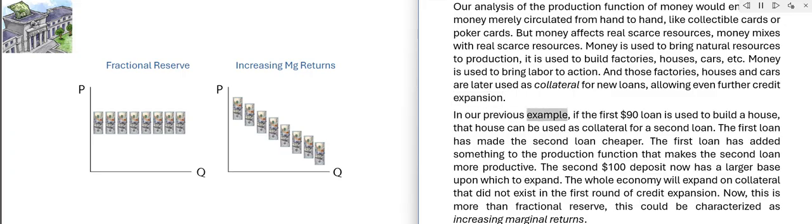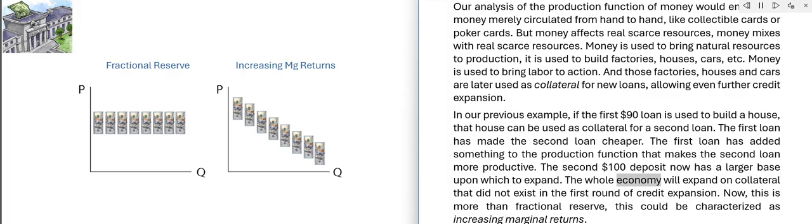In our previous example, if the first $90 loan is used to build a house, that house can be used as collateral for a second loan. The first loan has made the second loan cheaper. The first loan has added something to the production function that makes the second loan more productive. The second $100 deposit now has a larger base upon which to expand.